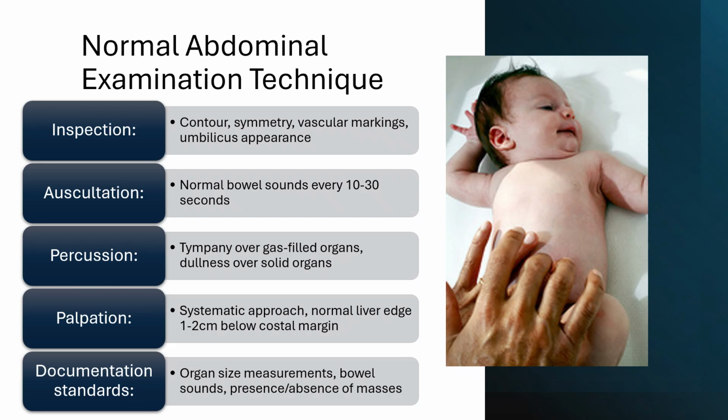A systematic abdominal examination is your first line of defense in identifying GI pathology. Always inspect before touching. The abdomen should be soft, rounded, and symmetric. Auscultate before palpation to avoid altering bowel sounds. Normal neonatal bowel sounds are high-pitched and occur every 10 to 30 seconds. The liver edge normally extends 1 to 2 centimeters below the right costal margin. Document your findings precisely. This baseline assessment becomes critical when monitoring for changes.